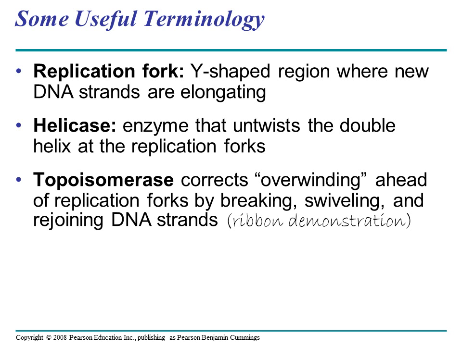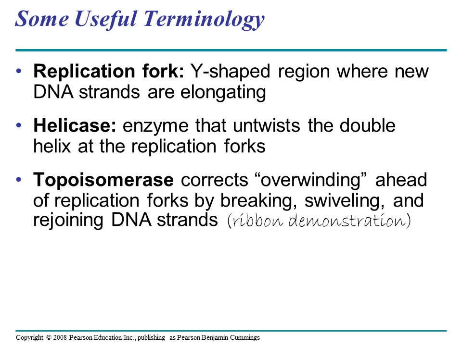So first of all, it's important to know some useful terminology. The replication fork is that Y-shaped region where the two old strands are pulling apart and the two new strands are getting longer. Helicase is an important enzyme because it unwinds the double helix so that the two strands can be pulled apart at the replication fork.